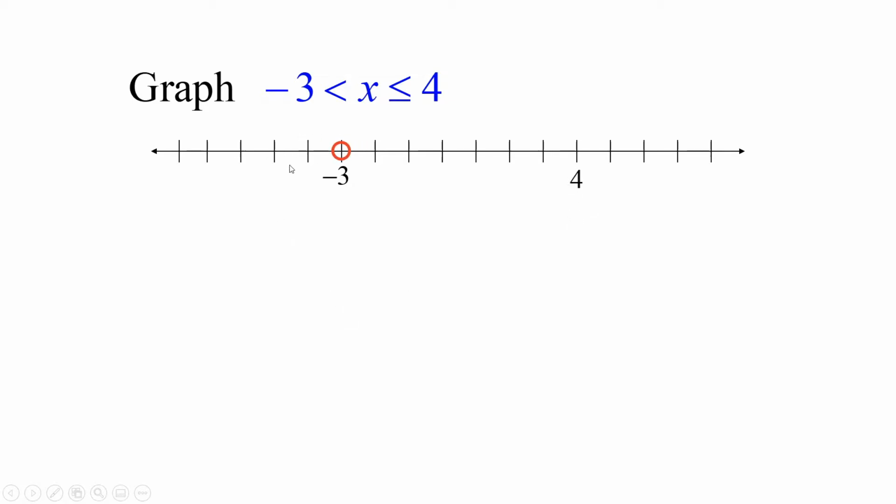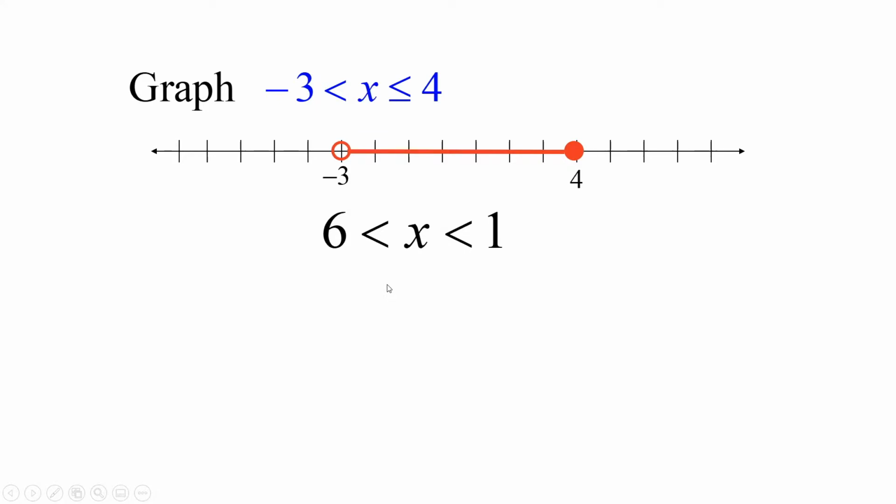Oh, and by the way, notice that I put the open dot on negative 3 because there's no equal sign. And now look, there's an equal sign here with the 4, so I better put a solid dot right there. Now, negative 3 is less than x, and x is less than or equal to 4. Do you agree? That would be every number in this interval right here, including 4, but we have to be greater than that negative 3, and that's why this is open. All right, now let's do this one.